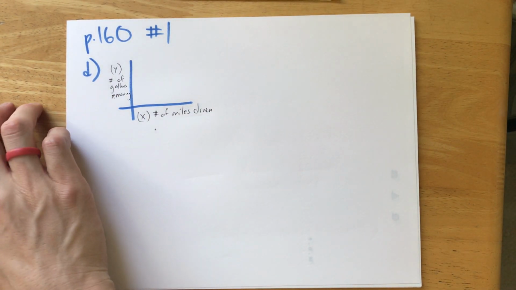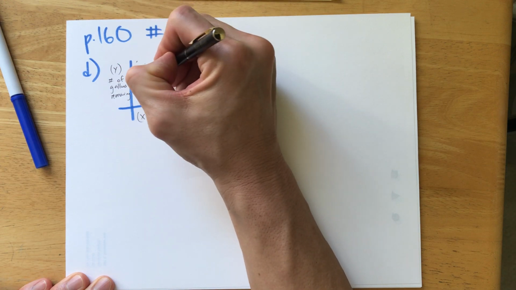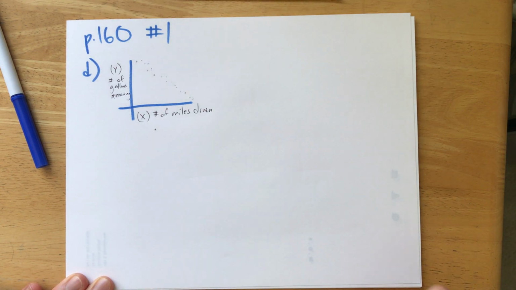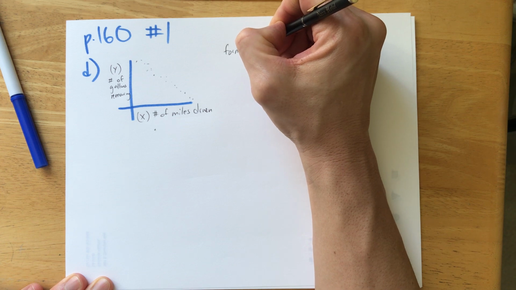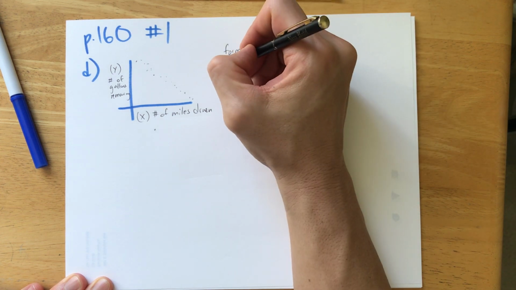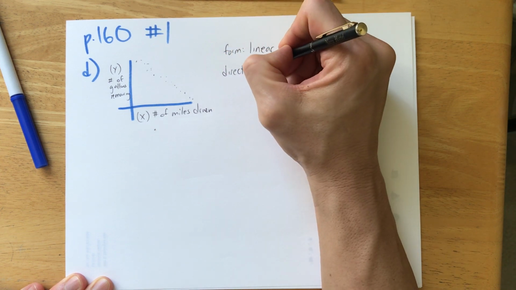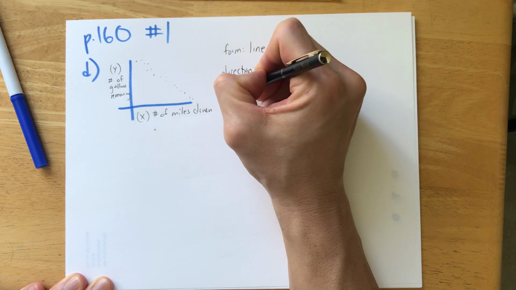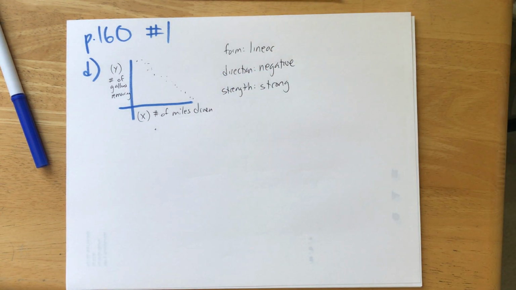Okay? Class, what do you think about this? The more miles you drive, what happens to the gallons remaining? It would definitely decrease, right? So it might look something like this. Okay? So the form of this, you would say, is linear. The direction is negative, and the strength, I would say, is pretty strong. Okay.